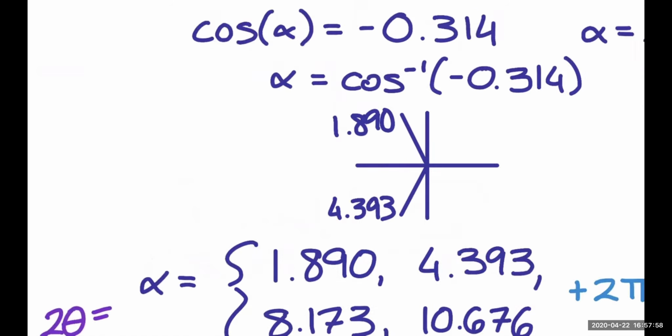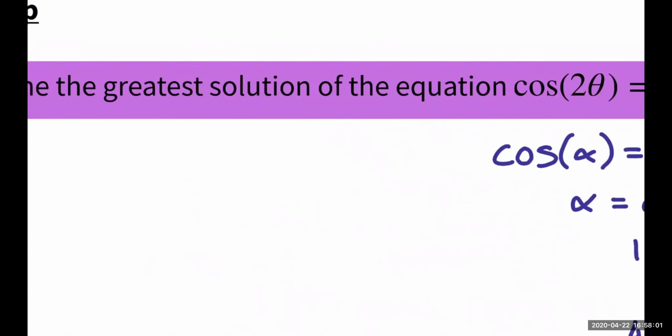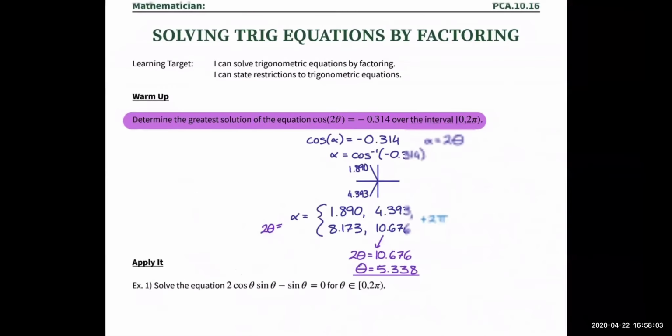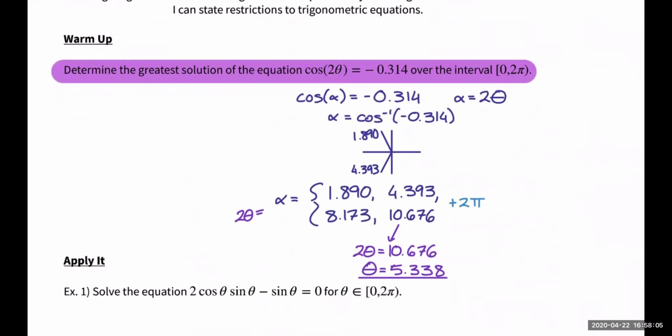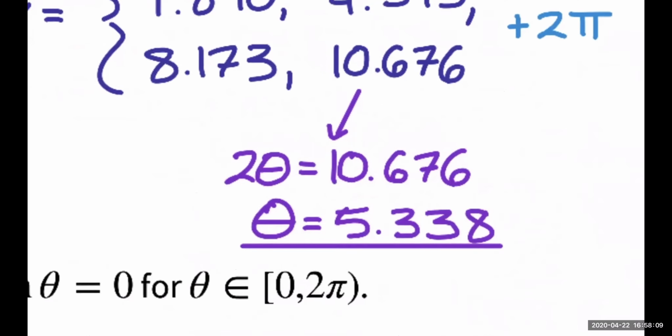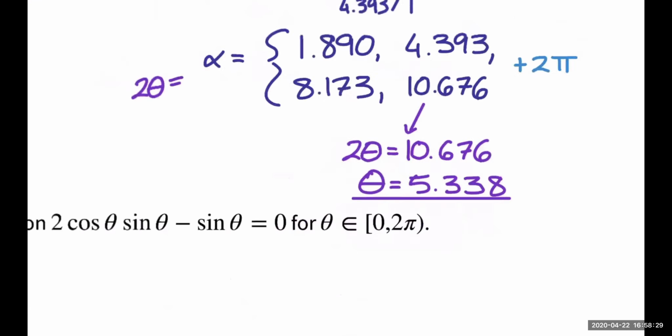But remember that the question was only asking for the greatest solution. So we really don't need to solve for all 4 of these solutions. We just need to look at the largest number, right? In that case, that would be 10.676. We know that that's equal to 2 theta. And so dividing by 2, we get our final answer here of 5.338. All right, so a little multiple angles here and a little bit of calculator business, but hopefully that went well for you. All right, let's jump into what we are doing today.